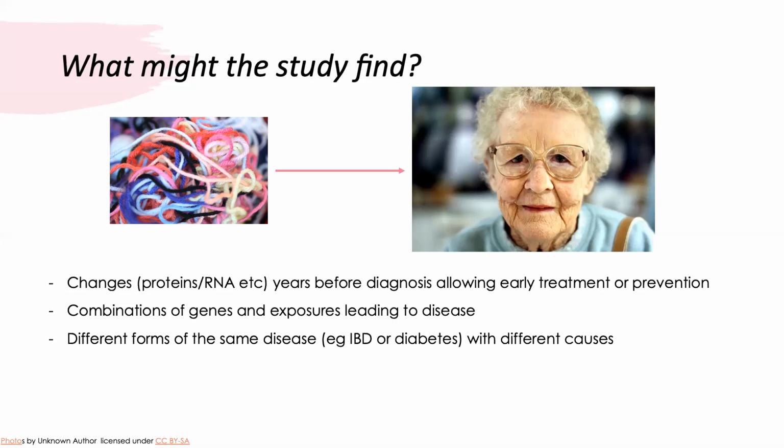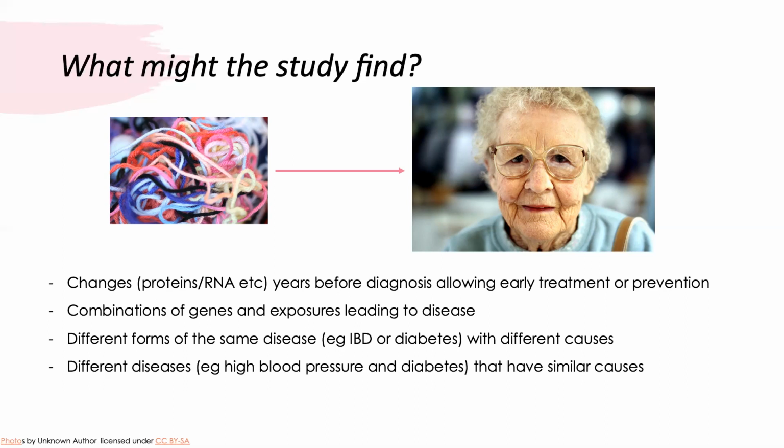We think it will help us to understand the basis behind different forms of the same disease, for example inflammatory bowel disease, that look very similar but actually have very different causes. So we might be able to find more appropriate treatments for individuals with the same symptoms that actually match the causes of their conditions. Conversely, we expect it will show that some diseases that look really quite different actually have similar causes. For example, with high blood pressure and diabetes, we might be able to target a single pathway in order to improve people's symptoms there.